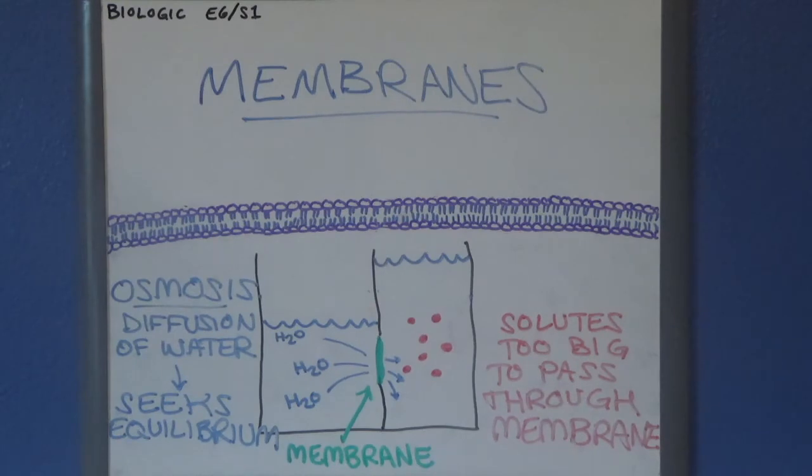Osmosis is then the net movement of water molecules going from areas of low solute concentration to areas of high solute concentration, so as to dilute them and find equilibrium. Now this is cool and all, but what does it have to do with life?